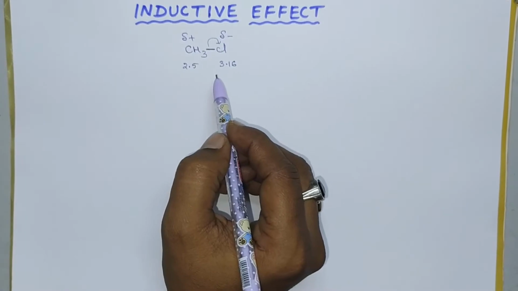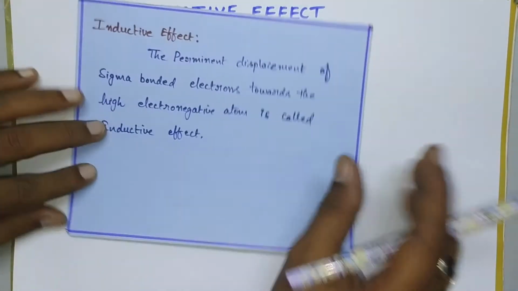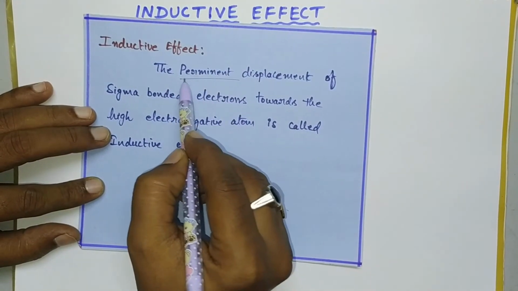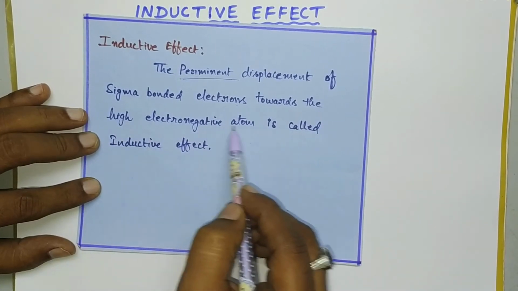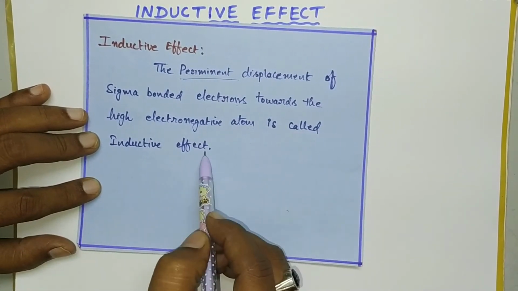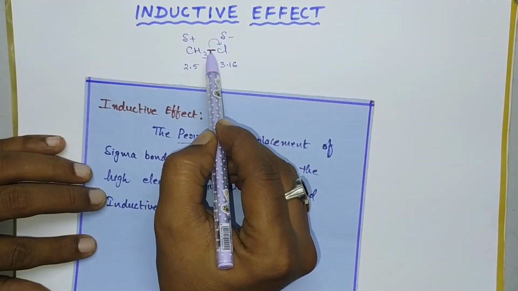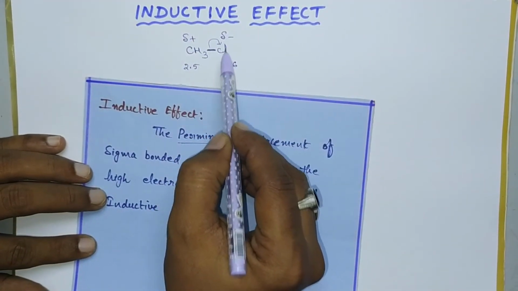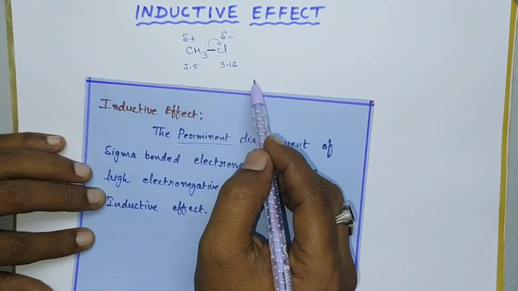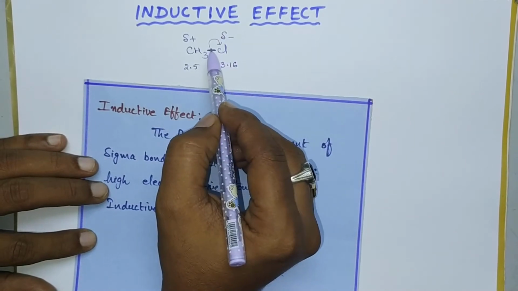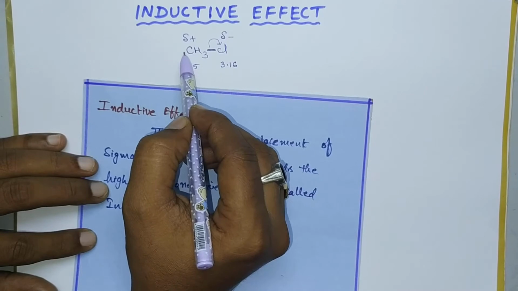Let us have a look at the definition of inductive effect. This is the permanent effect which involves the displacement of sigma bonded electrons towards the highly electronegative element. Here the displacement of sigma bonded electrons takes place towards the highly electronegative chlorine. During this effect the electrons are withdrawn towards the chlorine atom and are moving away from the carbon atom.